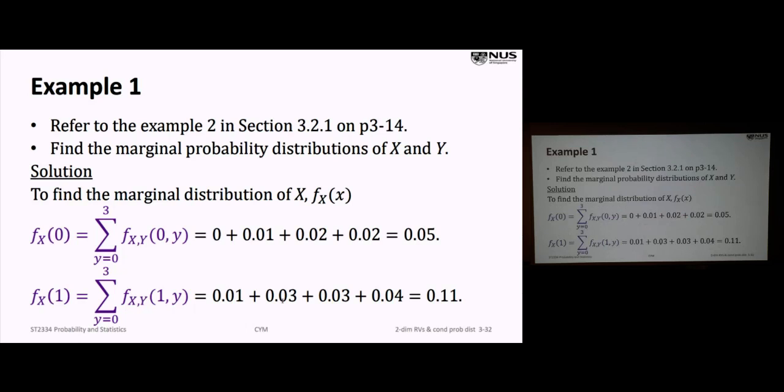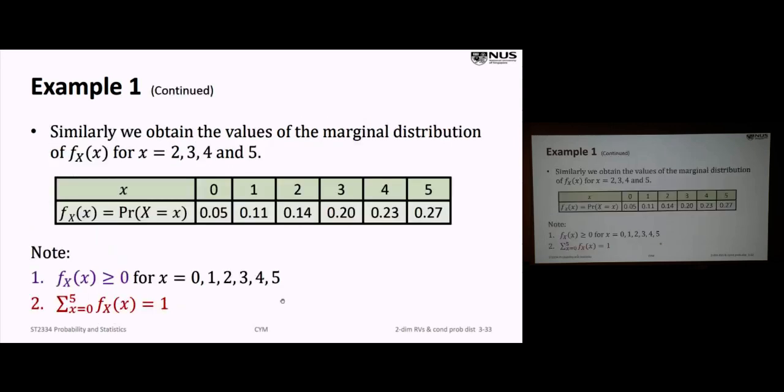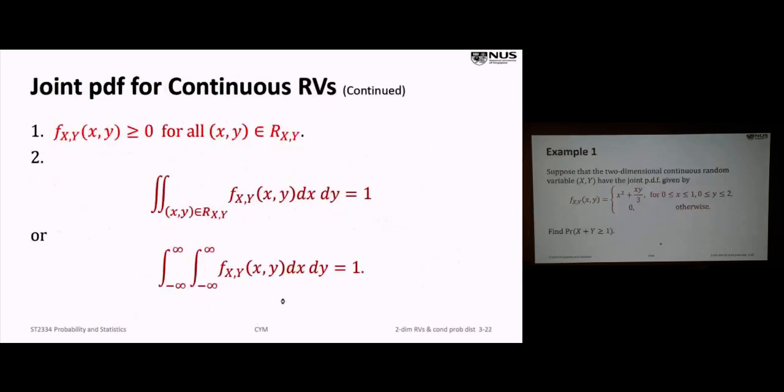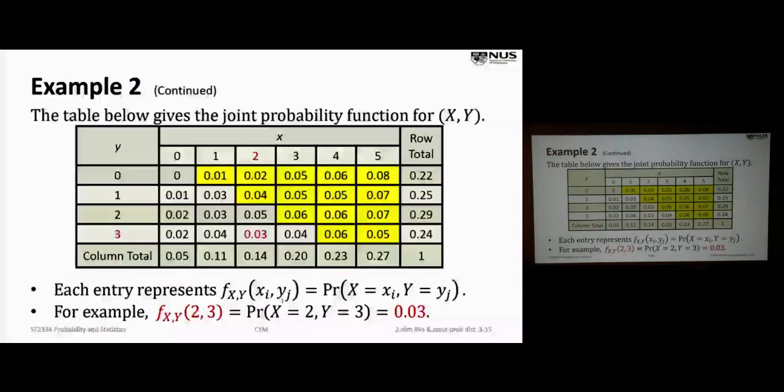All right, so let's have a look at example 1. So we start with the discrete case. Refer to example 2 of section 3.2.1 on page 314. Okay. And we want to find the marginal probability mass functions of x and y respectively. So let's have a look at that example, page 314. Okay, here we are. Yes, this is the one. So what I want to do is find the marginal probability distribution of x and y respectively. Okay, so I can do that immediately from this table.